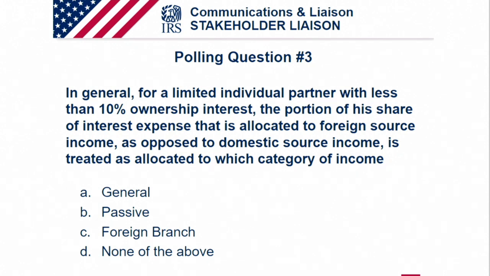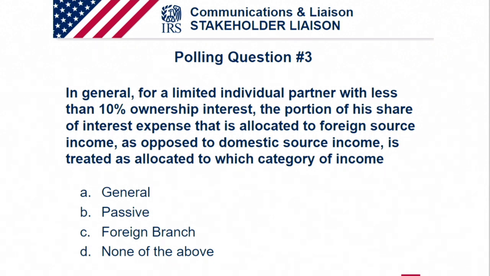Yes, thank you, Karen. So audience, it is time for our third polling question. In general, for a limited individual partner with less than 10% ownership interest, the portion of his share of interest expense that is allocated to foreign source income as opposed to domestic source income is treated as allocated to which category of income? Is it A, general, B, passive, C, foreign branch, or D, none of the above?